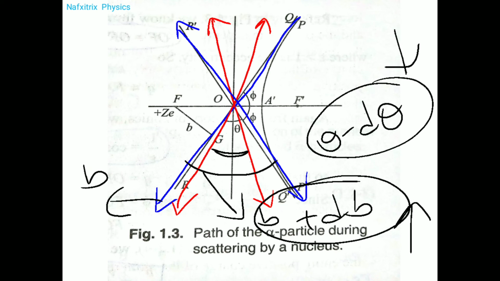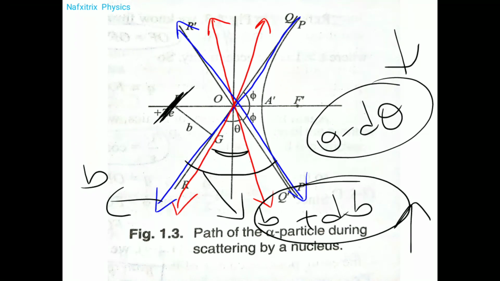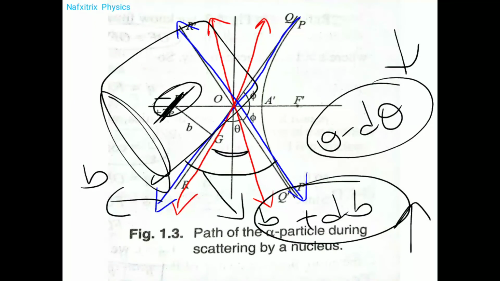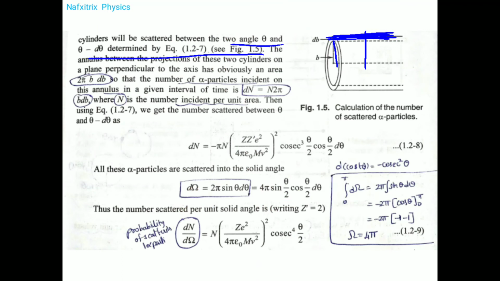So that is what they are saying here: we need to consider a cylinder of radius b, with the nucleus remaining on the axis. So here we need to consider a cylinder, like this one. This is one cylinder, this is another cylinder. That same thing they are considering here, such that b and b plus db are the impact parameters, and theta minus d theta. So that is the thing, nothing much. And the area between these two cylinders, that means overall it has two circles.